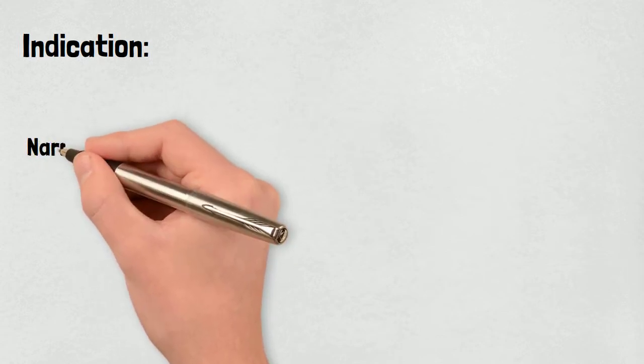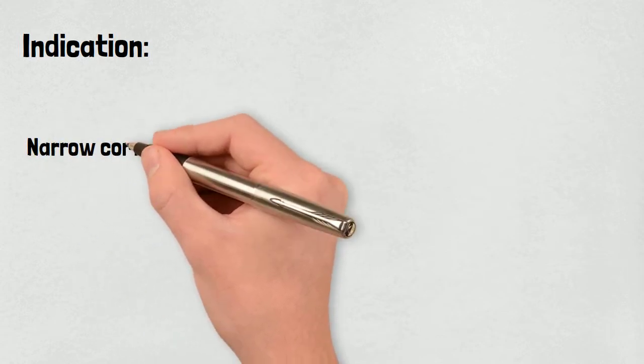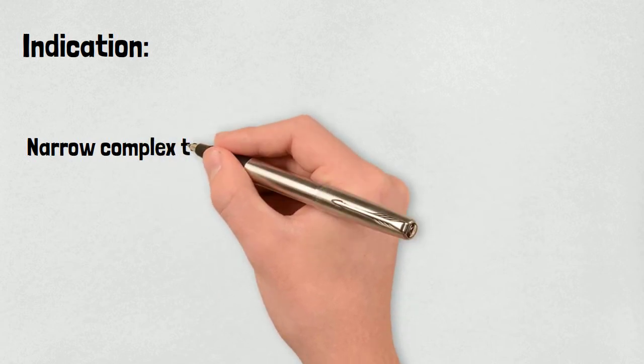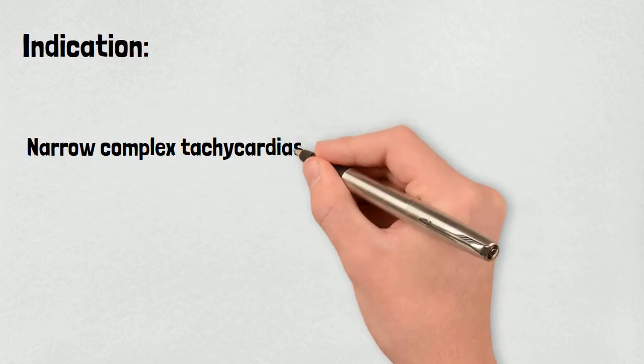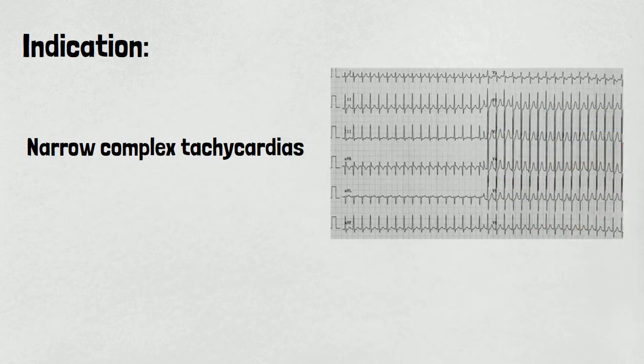So it's principally used for the management of narrow complex tachycardias, which are more commonly known as supraventricular tachycardias, though there are some subtle differences. This is quite a broad topic, and we won't go into it in too much detail today, we'll save that for another video. But the basic premise is that it's a tachycardia which is originating from either the atria or from high up in the conduction pathway above the bundle of His.